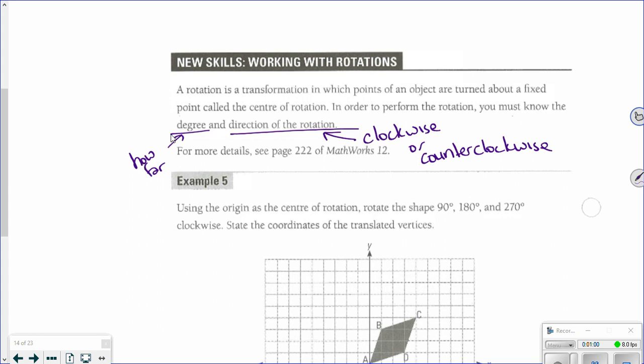So clockwise is the way a clock turns, in that direction. Counterclockwise is opposite to the hands of a clock, so going backwards.